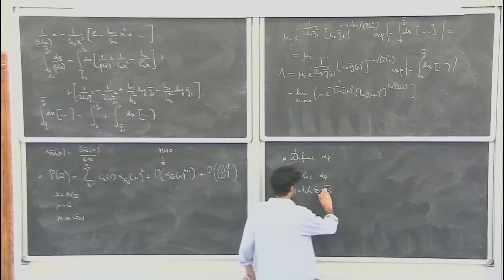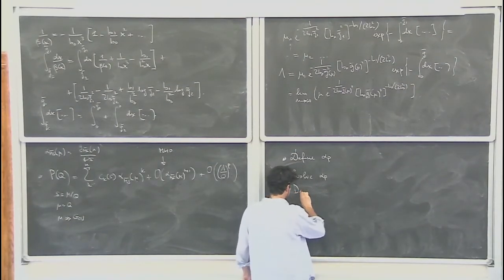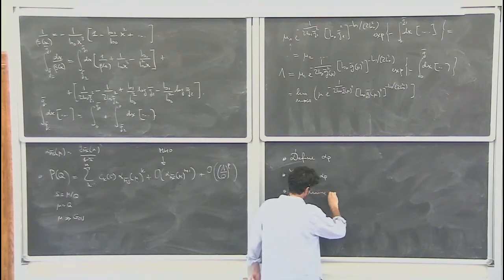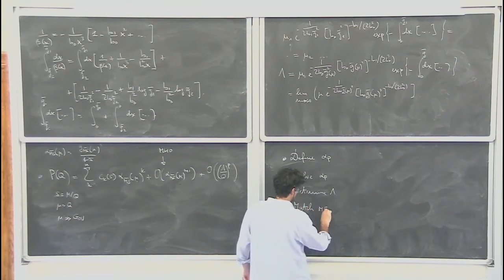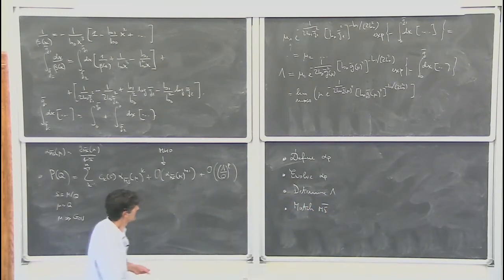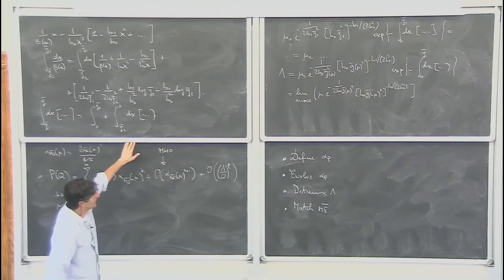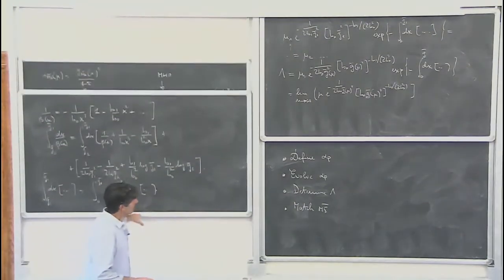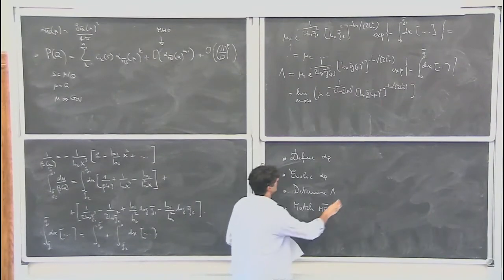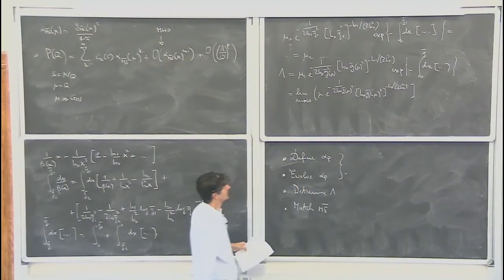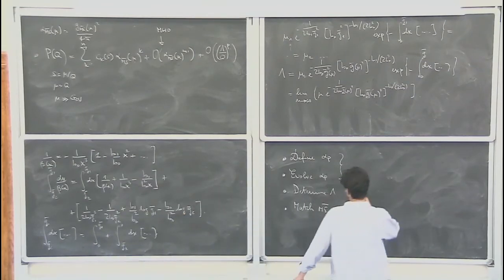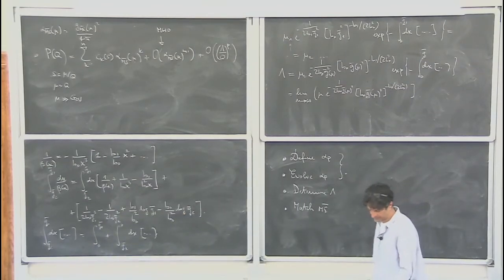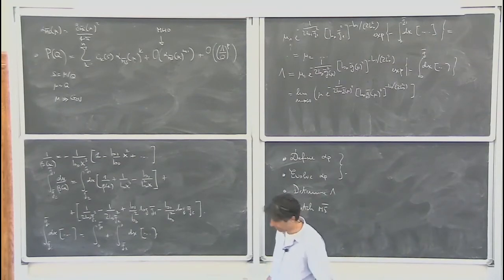Well, sorry. First determine lambda, and then match to MS bar. Because at the end of the day, we do want to find the MS bar value of the coupling. So the interesting steps from the lattice point of view are these two. Once you've done these two steps, you are basically done.